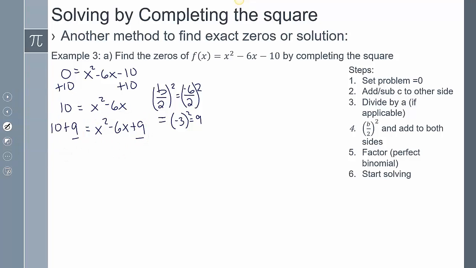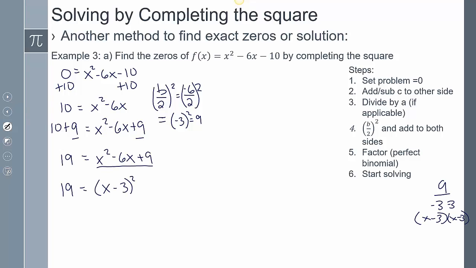If I wanted to do that off to the side here, I could do a times c, I get 9, and then 3 and 3 gives me the negative 6. They're both negative, and so I get x minus 3, x minus 3. And so that's going to become x minus 3 squared since I have two of them. So that's just something to be aware of, is that they will always factor. That's why I want to complete the square.